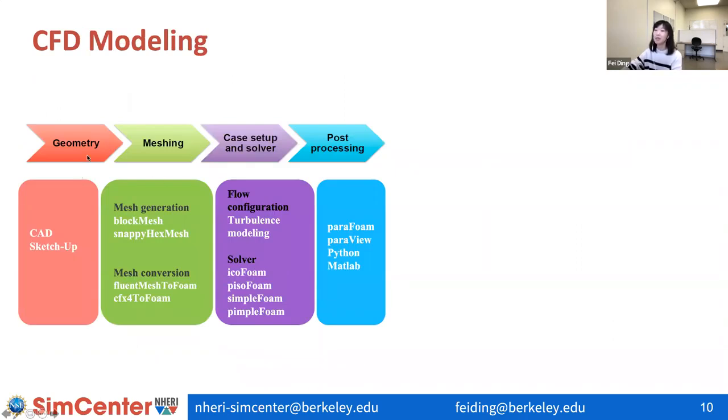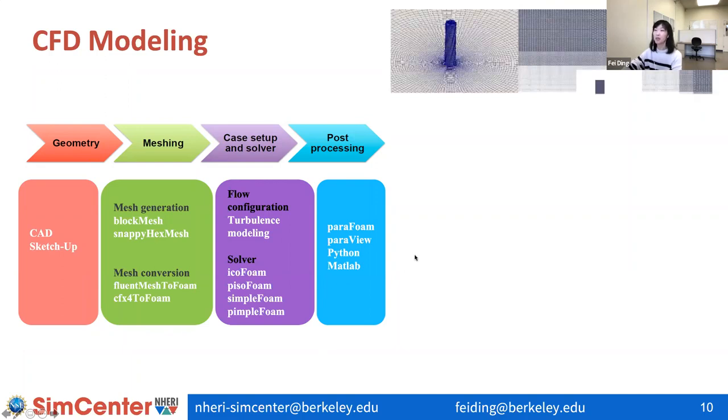So the first step, you need to define the geometry of your structure. For example, if you have a building, you need to select what kind of mesh generation tool you want to use. For example, blockMesh generates a structured mesh in the computational domain. If you use this function, you need to input your building geometries in your blockMesh file to generate the whole topology of the mesh in the computational domain.